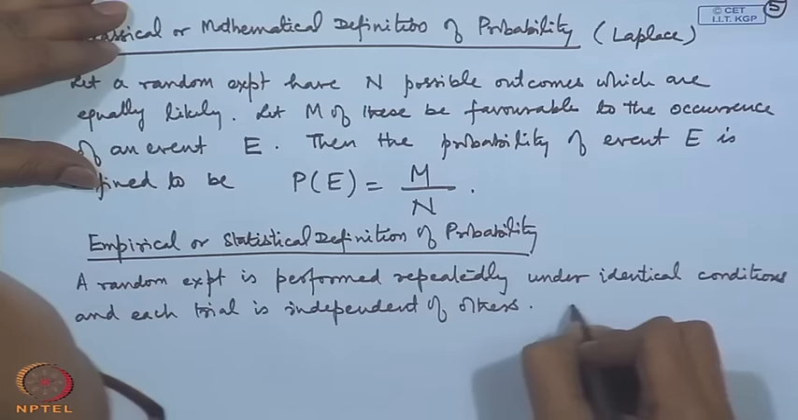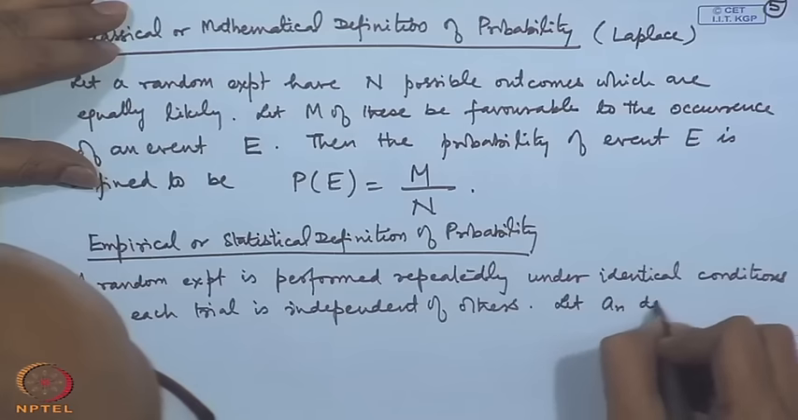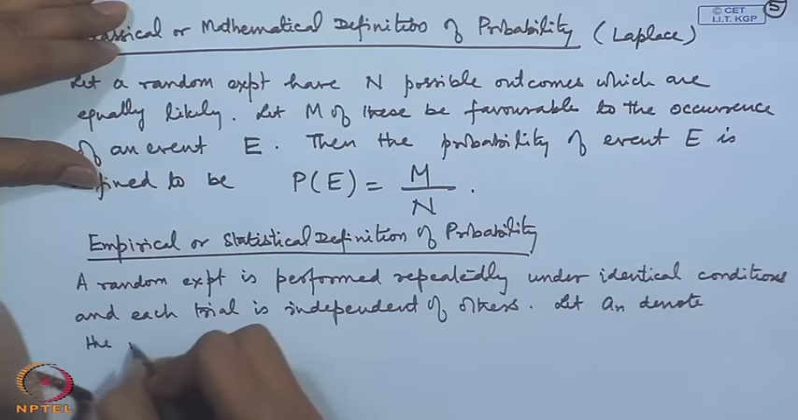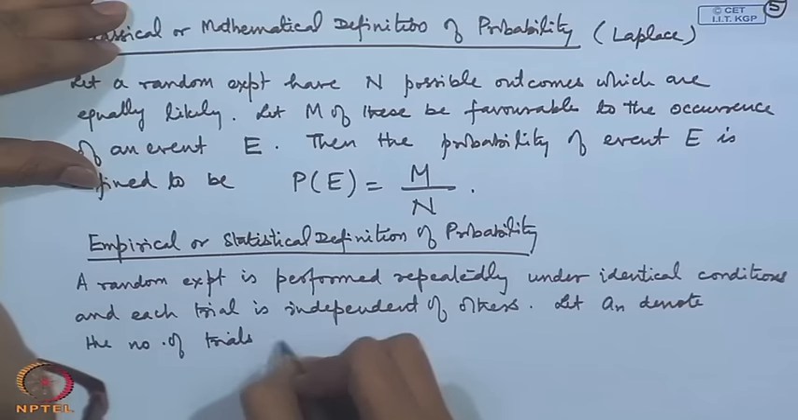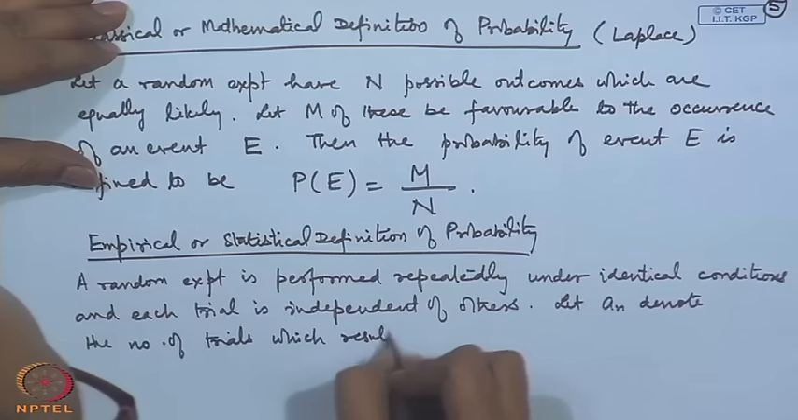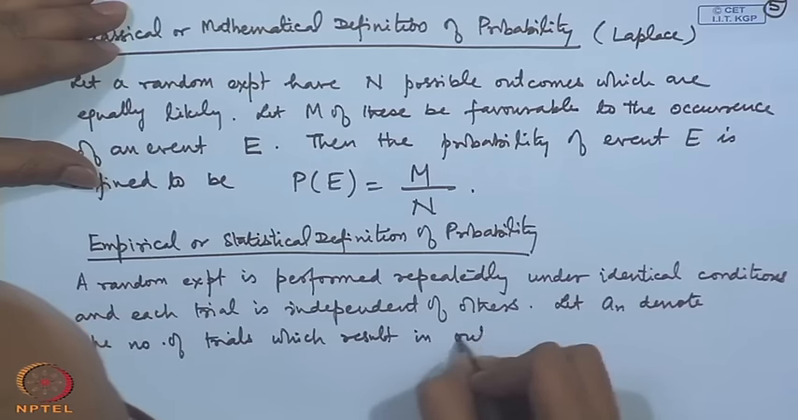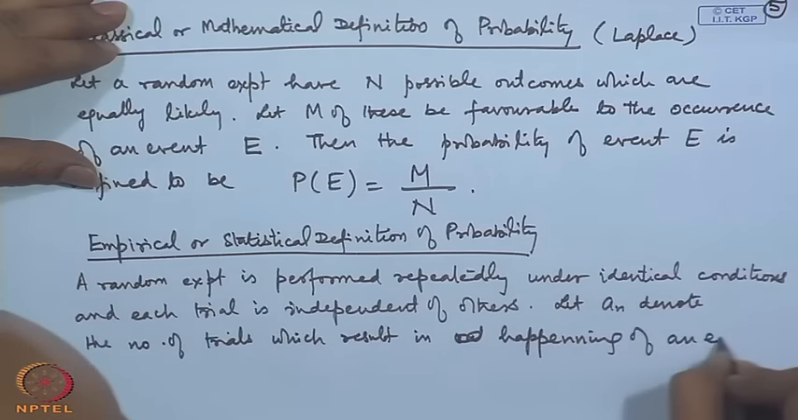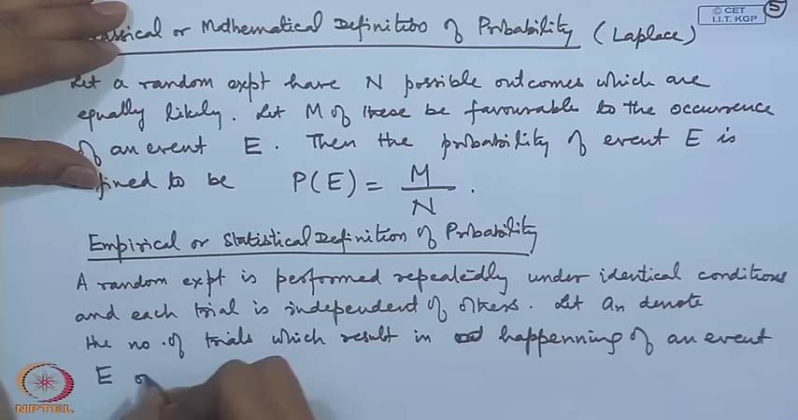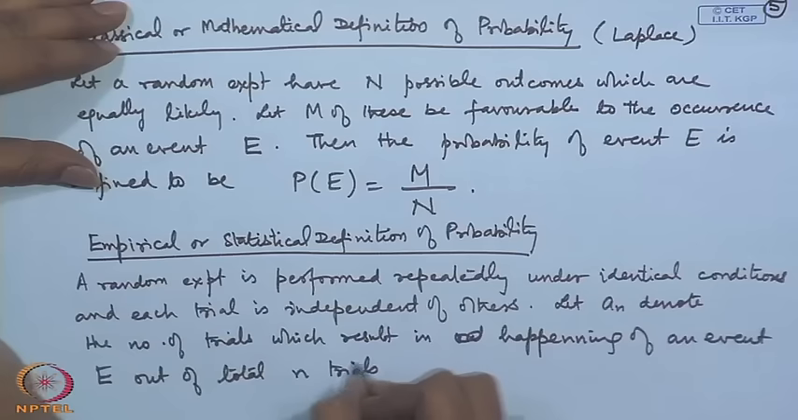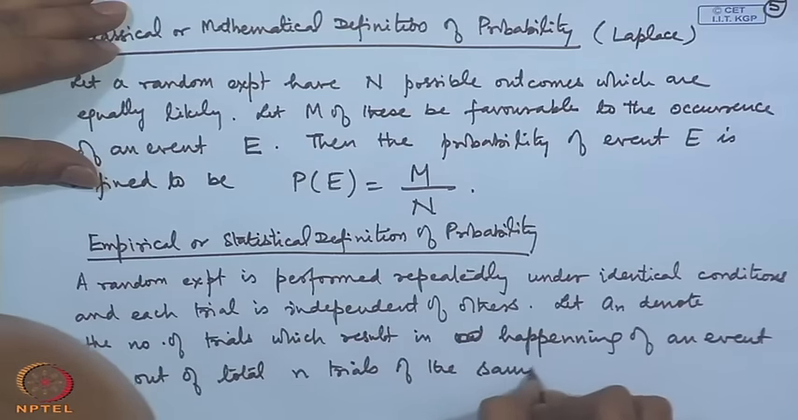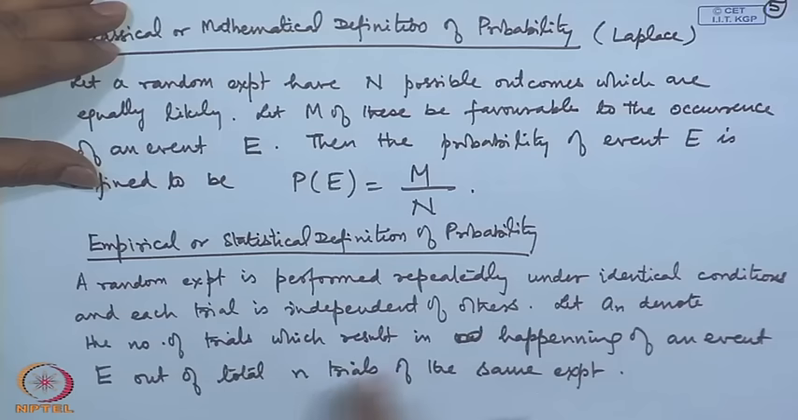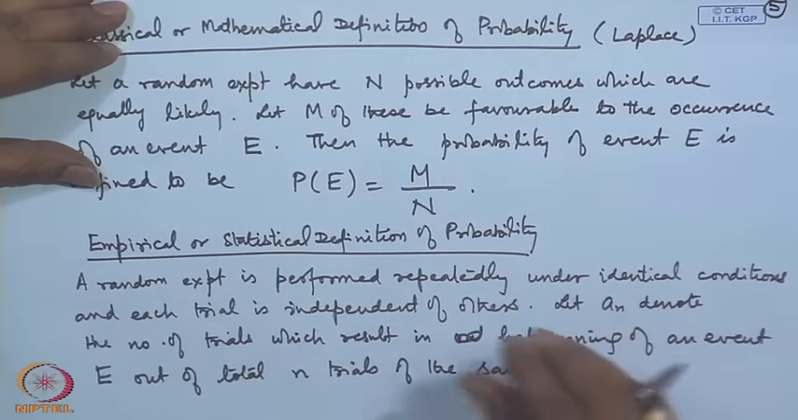Now, let us consider a certain number. Let A n denote the number of trials which result in happening of an event E out of total n trials of the same experiment. That means the experiment is performed n times, out of that A n is the number of trials in which we can say that the event E has occurred.